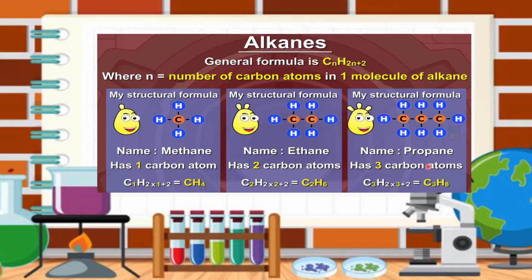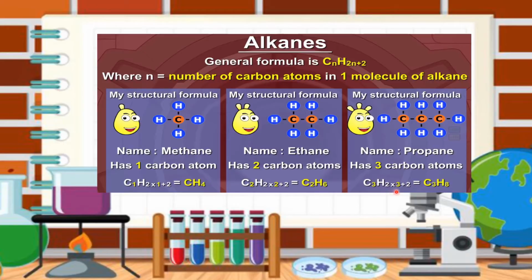For example, we have propane here. Propane has three carbon atoms joined by single bonds. So this is the structural formula, where 3 carbon atoms are bonded with 8 hydrogen atoms. As you can see here, how many carbons do we have? We have 3 carbons. So C3, because the letter n refers to the number of carbons. And then just write H2, because the H2 is given.